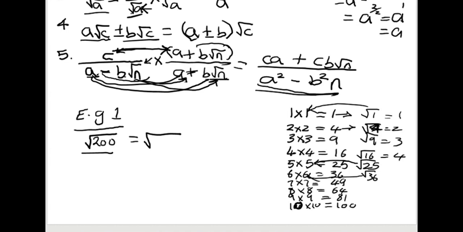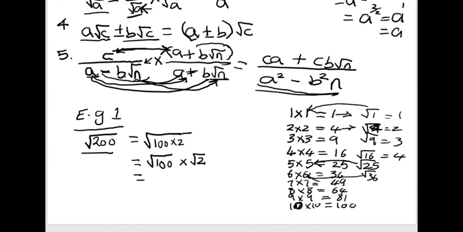100 is a perfect square, so I'm going to use 100 times 2. 100 and 2 are both factors of 200, and those are the highest factors. So root of 100 times 2. The next thing, according to the multiplication law, is that they will be separated into individual roots.